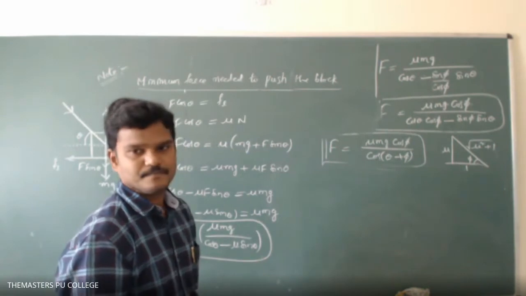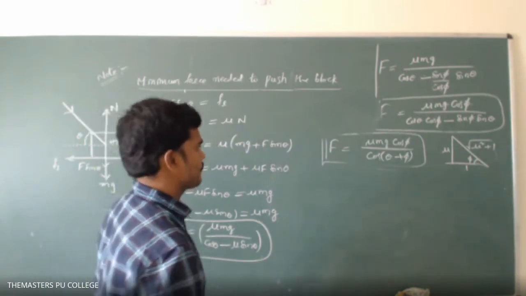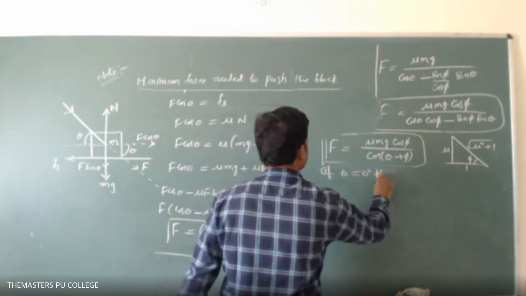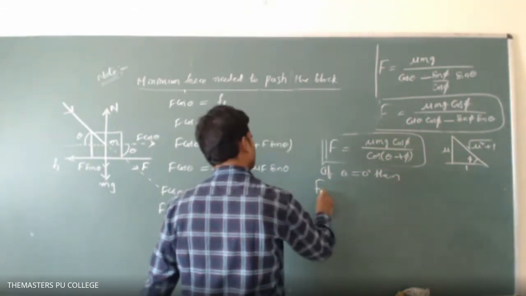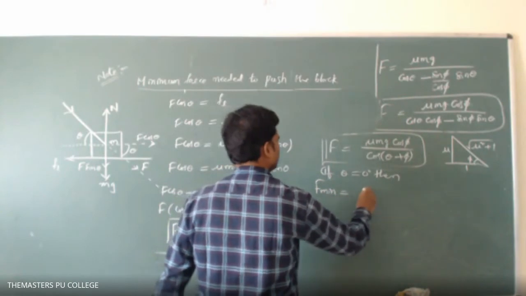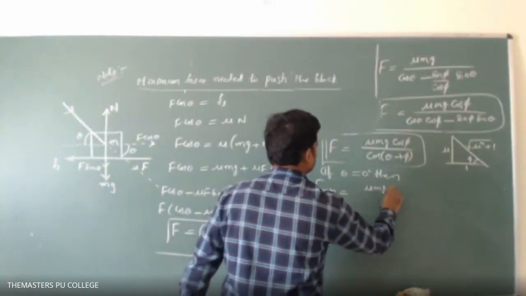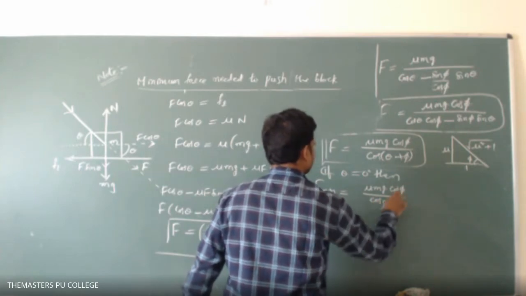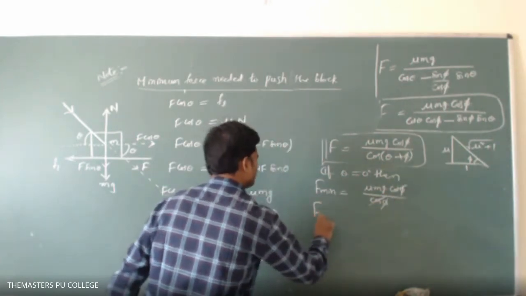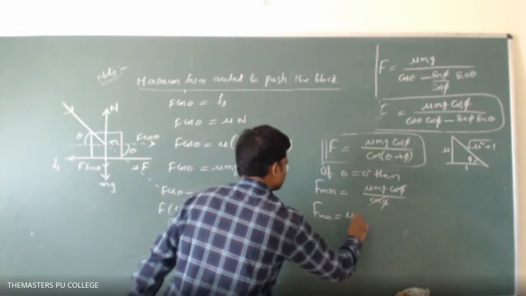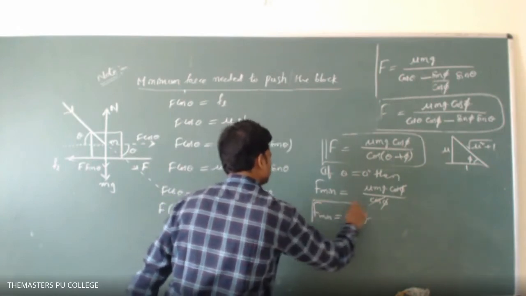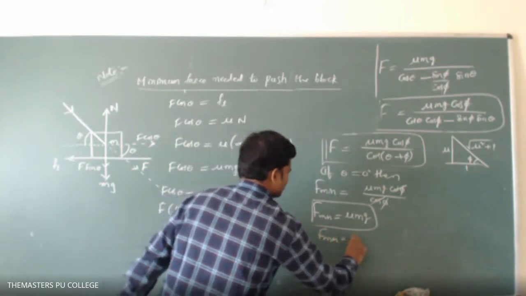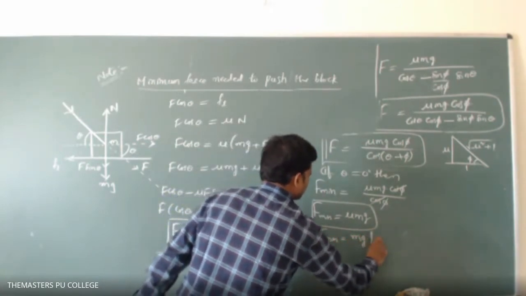Continue the steps. First, suppose theta is equal to 0, then tell me what is F minimum value? Mu mg cos phi, theta 0, cos phi. Then what is the minimum force? Mu mg. Otherwise, the minimum force is mg tan phi.